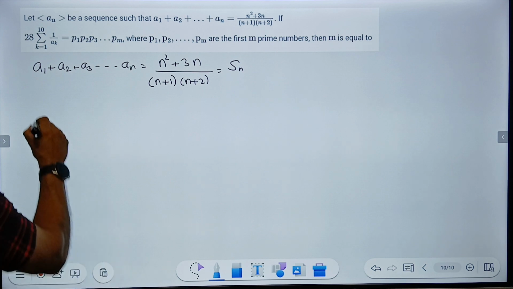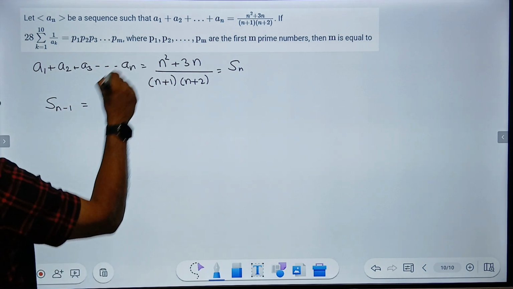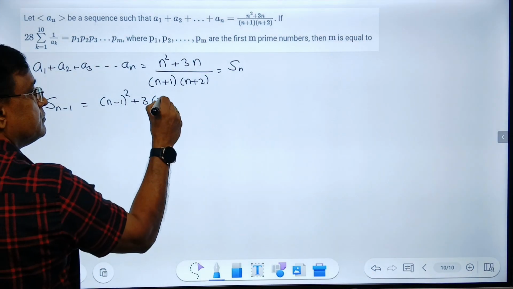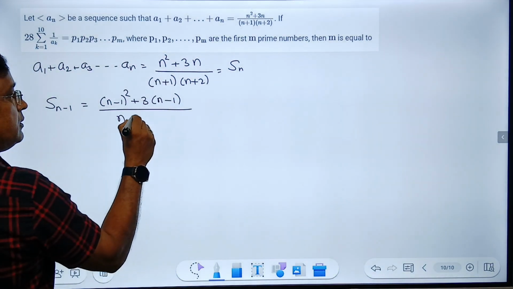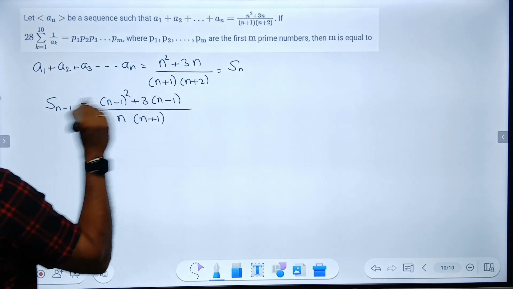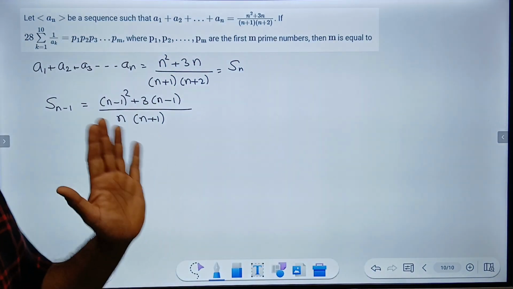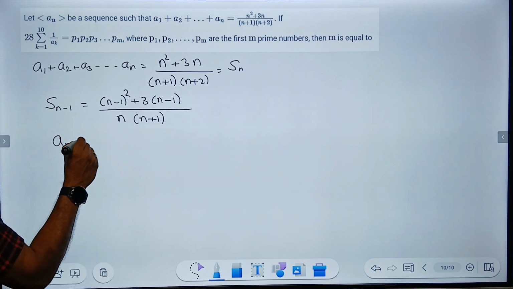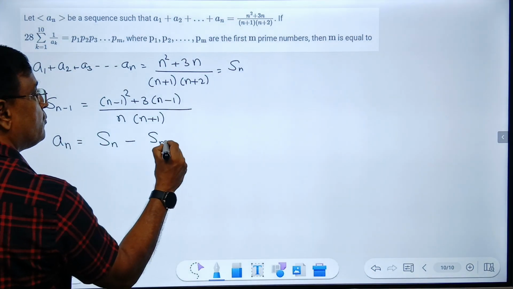Now I also want to find what will be Sn minus 1. So wherever n is there, put n minus 1. Divided by, this will be n and this will be n plus 1. Correct? So this is the thing. Now I want to find the nth term. You know, an is nothing but sum of n terms minus sum of n minus 1 terms.